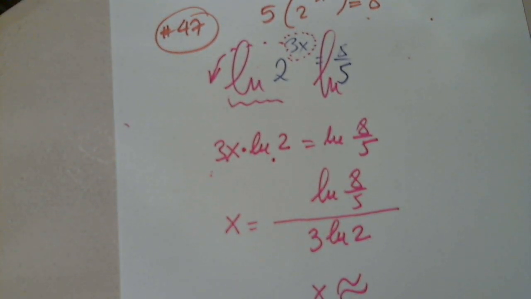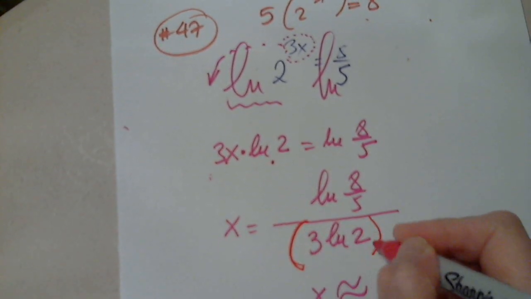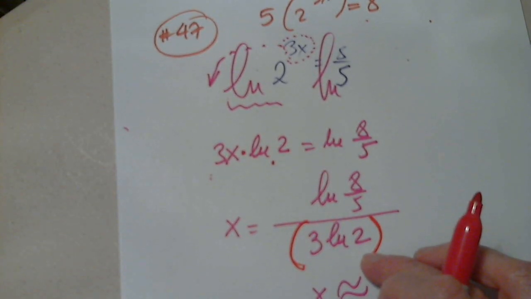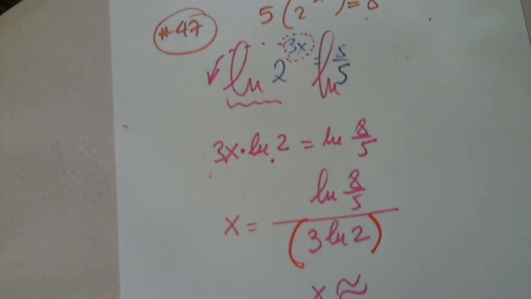Let's do it together. The numerator is fine. Natural log of 8/5. Careful now with the denominator. I have to put either parentheses or divide twice. So, again, you either put parentheses here, or you divide this expression by 3 and then divide by natural log 2. One or the other. If you do not put parentheses, then you have to divide twice. Be careful. I will use parentheses. I'm enamored with parentheses.